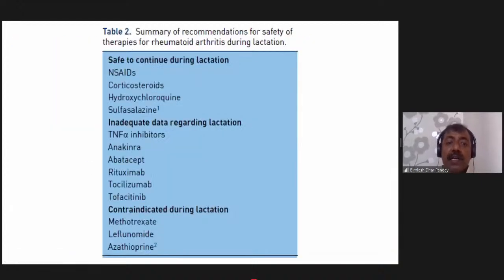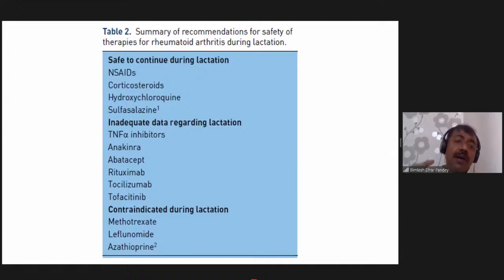But then the summaries started coming up and the information gathering mechanism became better. So there are certain drugs which you can continue during lactation. They include NSAIDs, steroids, hydroxychloroquine, and sulfasalazine. Then there are drugs with inadequate data, but you can continue in lactation because if, say, a patient who has ankylosing spondylitis is not doing well, she requires TNF inhibitors to maintain. Otherwise, she will not be able to take care of herself and the child. So TNF inhibitors can be given. And if pressing needs are there, you can even go on to give tofacitinib or tocilizumab or rituximab.